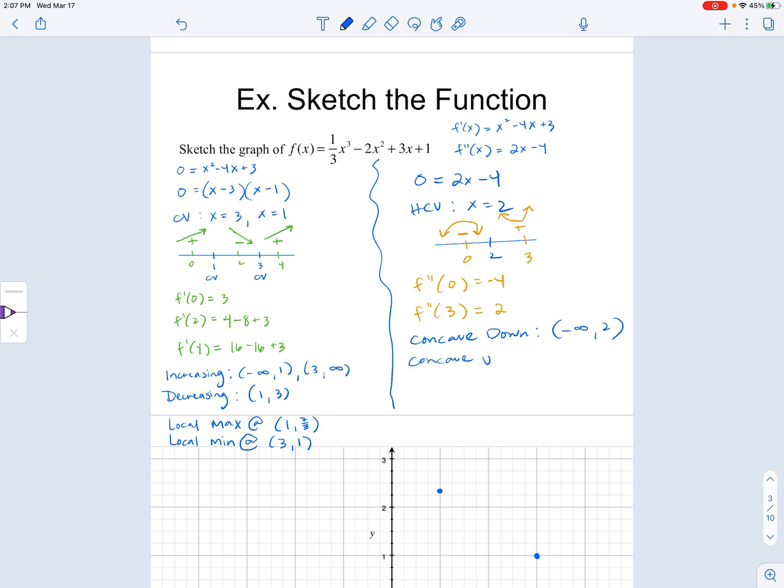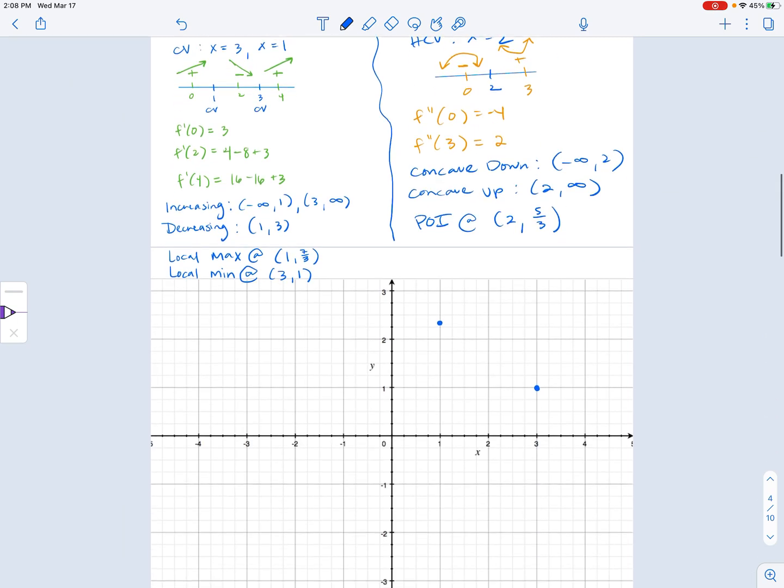So concave down looks like a frown from negative infinity to 2. Concave up looks like a cup from 2 to infinity, meaning there's a point of inflection at 2, and then plugging the 2 into the original function, I get 2, 5/3. So 2, 5/3 would be 1 2/3.